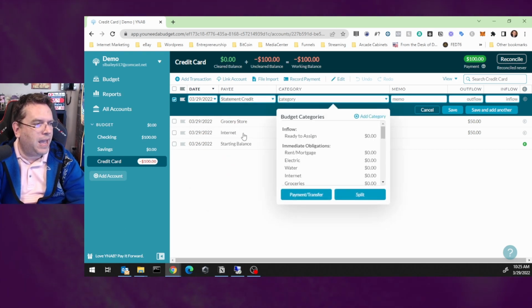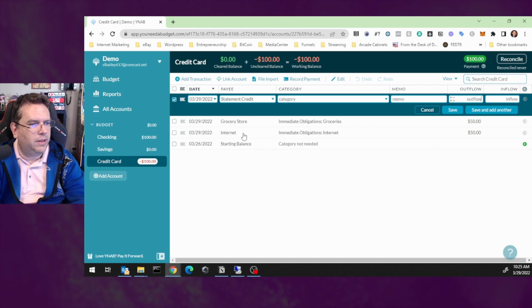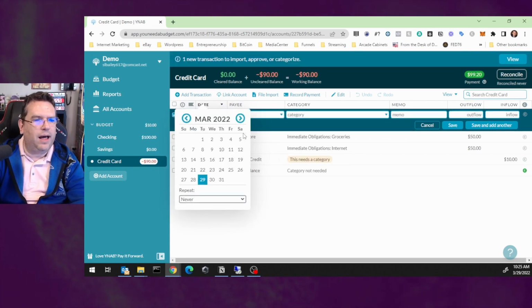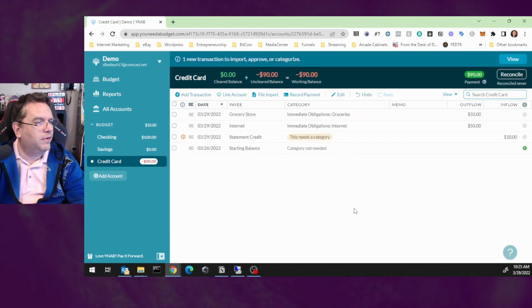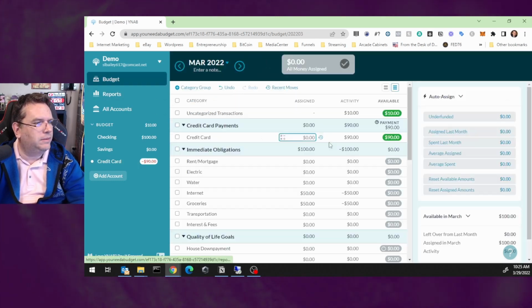I'm not going to fill in a category for right now because I want to show you that. And it's going to be, let's say, $10. Okay. Now, the first thing that YNAB is going to complain about is every transaction needs a category. So I wanted you to see that, but before I put in a category, let's take a look at what happens on the budget.